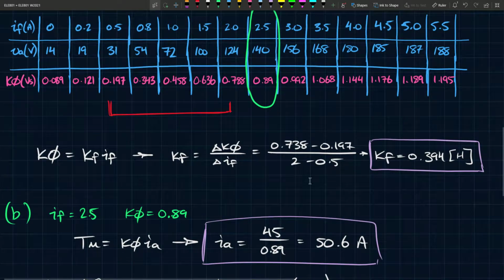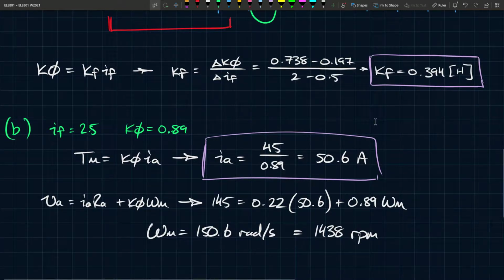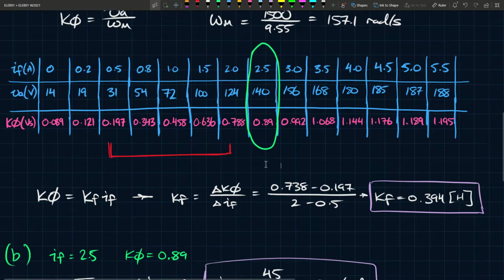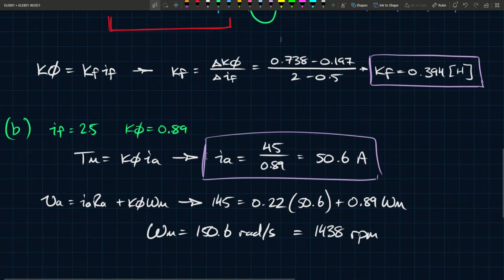Based on that, you can determine the slope of that region, which is what we defined Kf as in a previous video. In any case, you can then determine the speed of the machine when it's operated as a motor, using the fact that IF equals 2.5 gives you a K phi of 0.89. Then you can plug that into your equations, determine what the current is under that condition, and then determine the speed here.